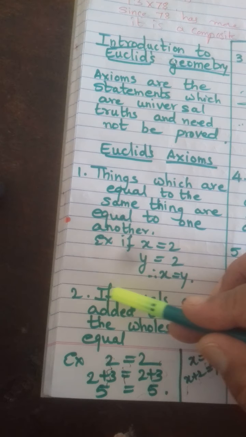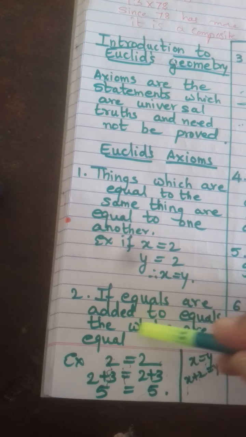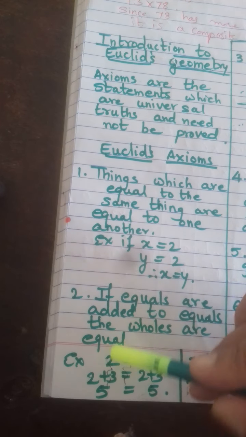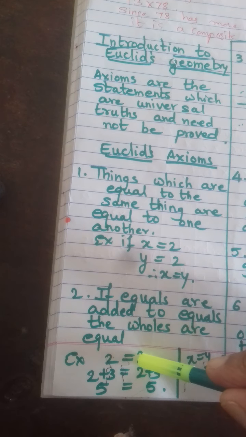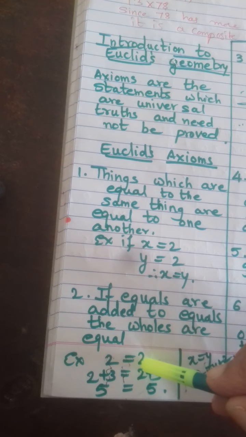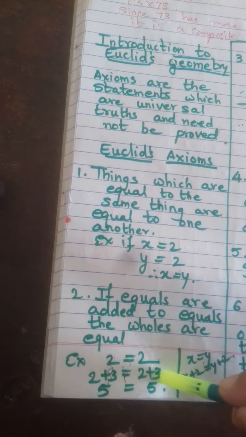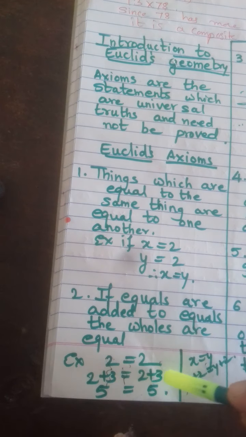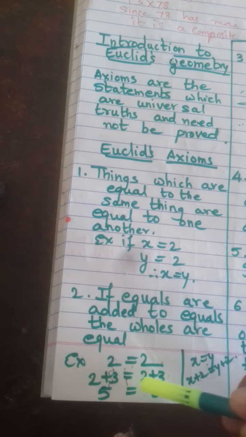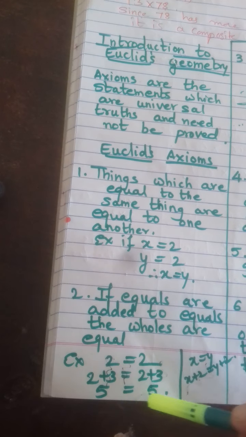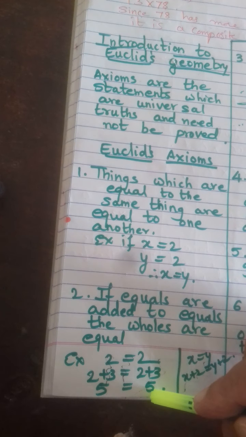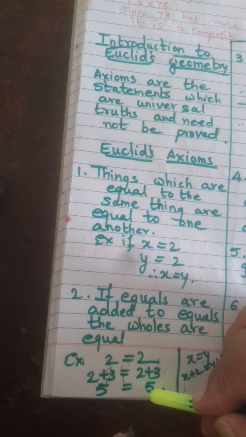Second, if equals are added to equals, the wholes are equal. Like for example, 2 is equal to 2. To this we will add 3. 3 and 3 are equal. Equals are added to equals. 2 plus 3 is 5, and 5 is equal to 5. So if equals are added to equals, the wholes are equal.